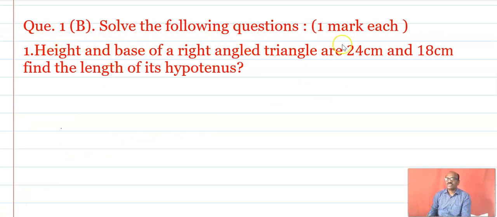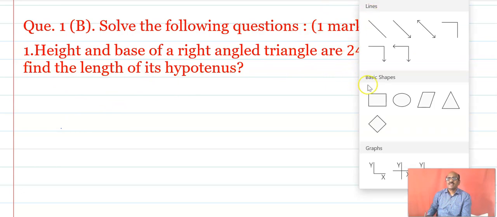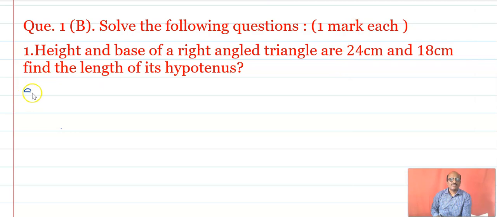Solve the following question, 1 mark each. Height and base of a right angle triangle are 24 centimeter and 18 centimeter. Find the length of its hypotenuse. Okay. आता इथे आपल्याला लेंथ ऑफ त्याचा हायपोटेनस फाइंड आउट करायचा आहे. सोल्युशन.